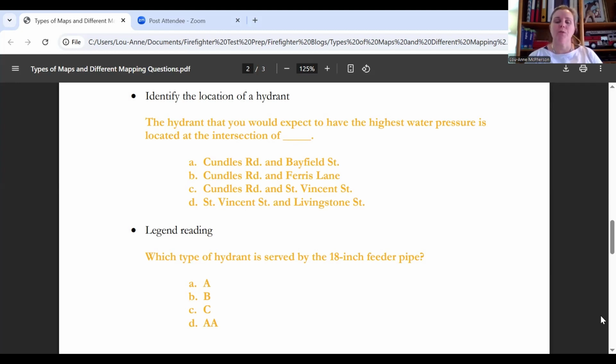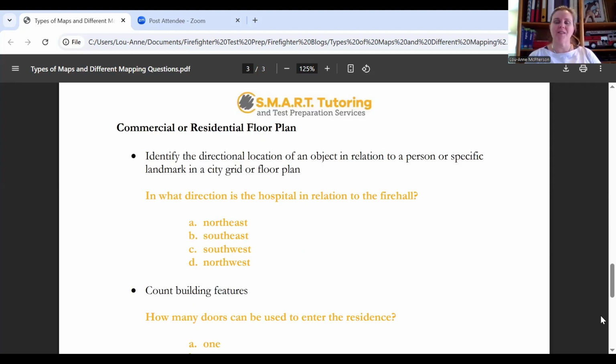Lastly, you will most likely need to practice your legend reading skills to answer questions that are related to the information provided in the legend on a water infrastructure map. An example of this type of question is, which type of hydrant is served by the 18-inch feeder pipe? The last set of questions that we'll look at today involve a commercial or residential floor plan.